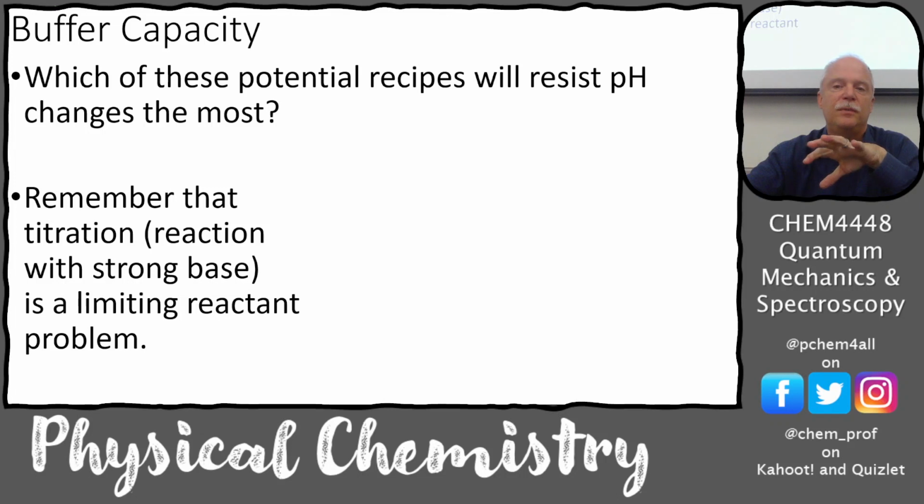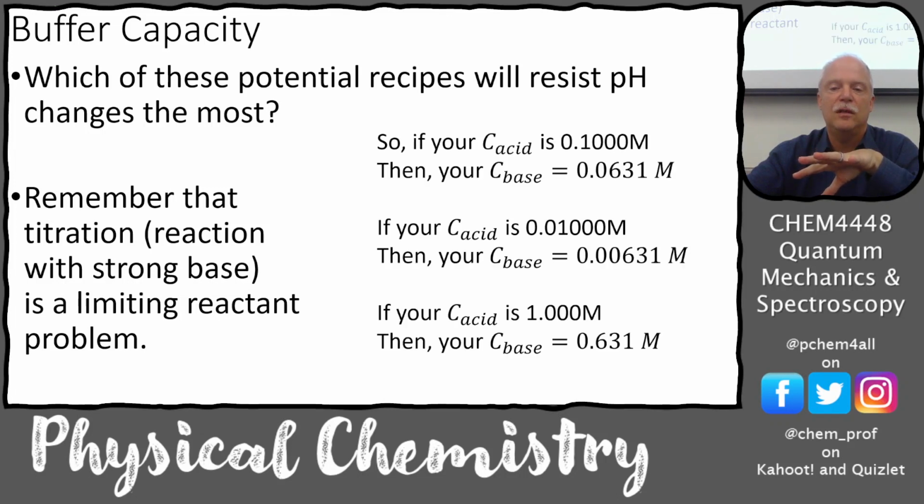So I asked, which of these potential recipes will resist the pH changes the most? And since this reaction with strong base is a limiting reactant problem, we're going to run out of a reactant. As it puts out a little bit of base, that base runs out. Puts out a little bit more base, it runs out. But we're chewing away at the acid every time that happens. And so the bacteria can put out a lot more base and chew up this amount of acid.